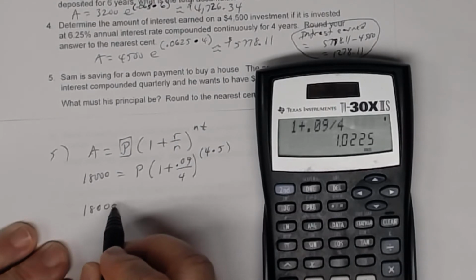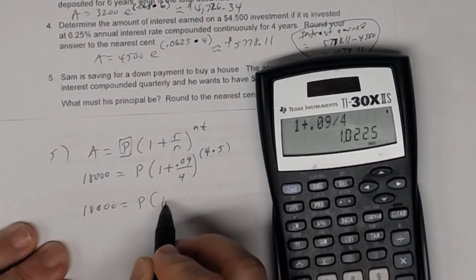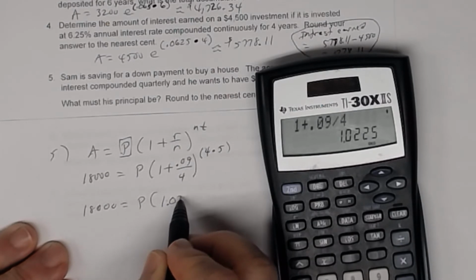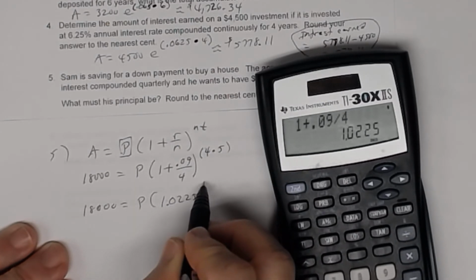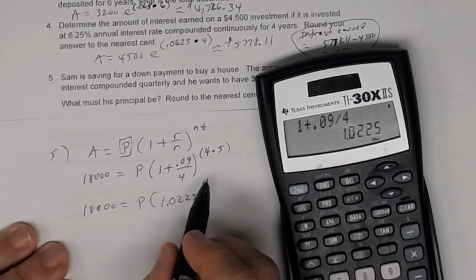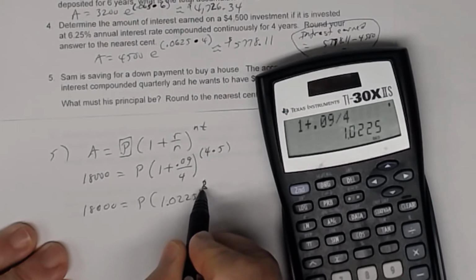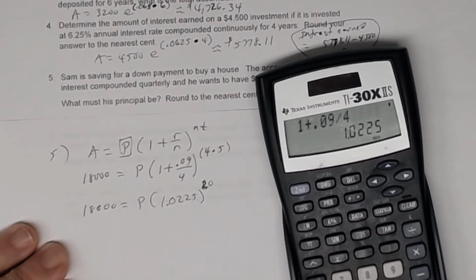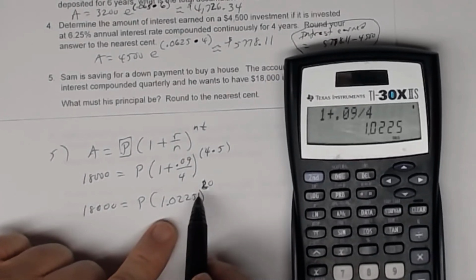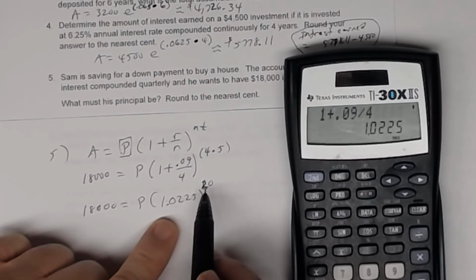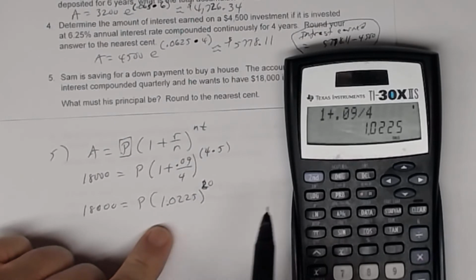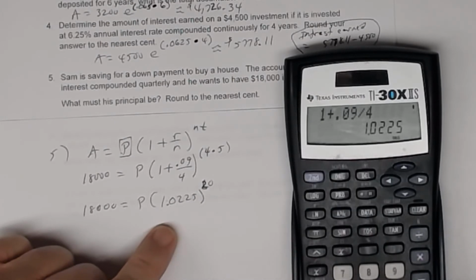So 18,000 equals P times 1.0225. And that's all being raised to the power of 4 times 5, which is 20. So let's go ahead and put a 20 up here because that's easy to do, right? 4 times 5 is 20. All right, now what I want to figure out is whether this amount raised to the 20th power is too many digits, is what I'm asking.